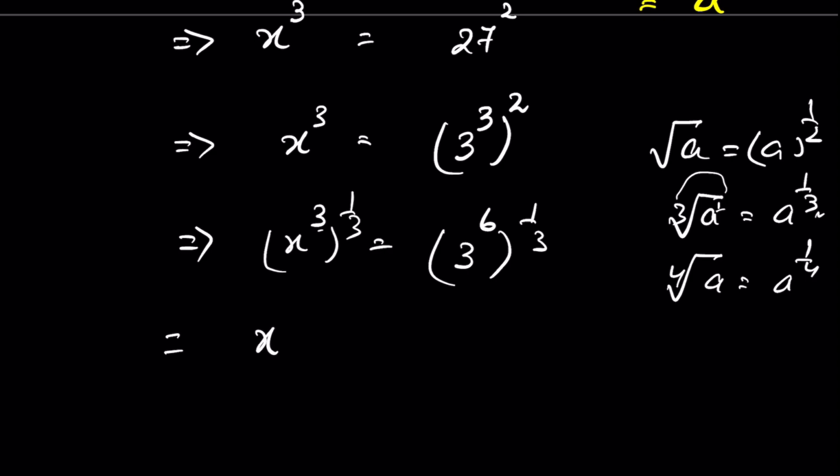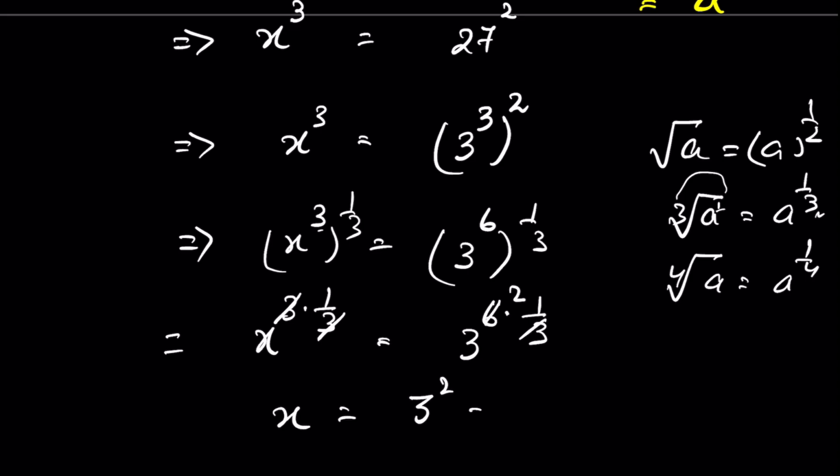So it is x raised to the power of 3 times 1 upon 3 is equal to 3 raised to the power of 6 times 1 upon 3. Here 3 and 3 gets cancelled. 3 times 2 is 6. So x is equal to 3 square is equal to 9. So this is our answer.